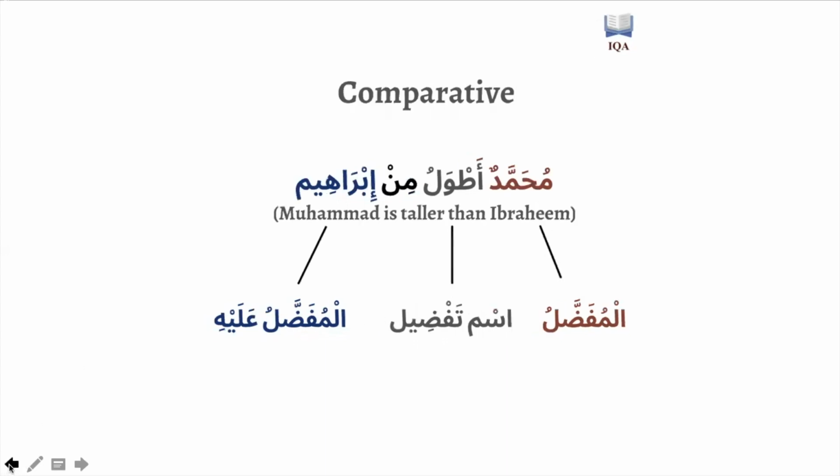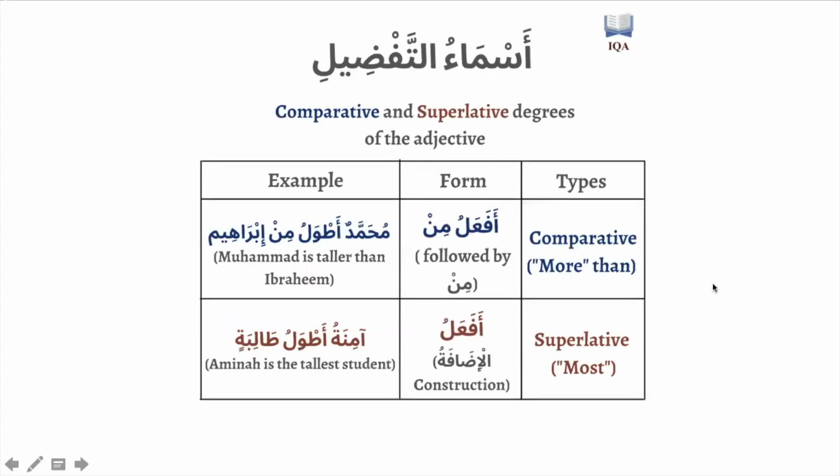So that is pretty much how you say taller, bigger, prettier, or prettiest, or tallest, and so on and so forth. You take an adjective, you put it on this pattern of أفعل, and then either you add min for the comparative or you remove min and you make it an idafa construction for the superlative, and then there you go, you have taller, tallest. I hope this was clear.